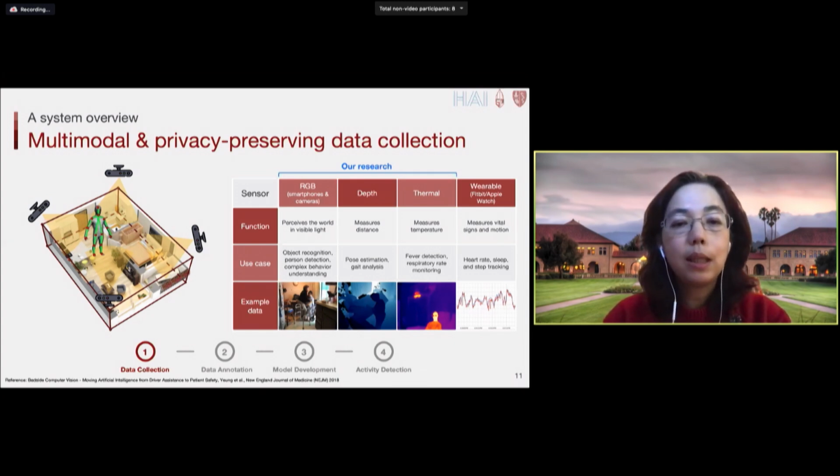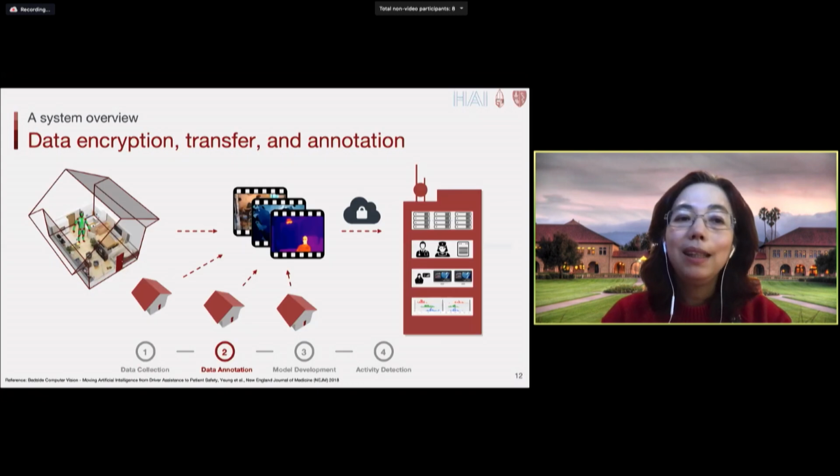Since we're interested in understanding more nuanced and complex human behaviors relevant to clinical outcomes, our research focuses on the first three types of sensors. Now, in the second step, sensor data are transferred to some kind of secure central servers for machine learning and training. We need to address security issues in the transfer itself, but I won't elaborate here due to time limit.